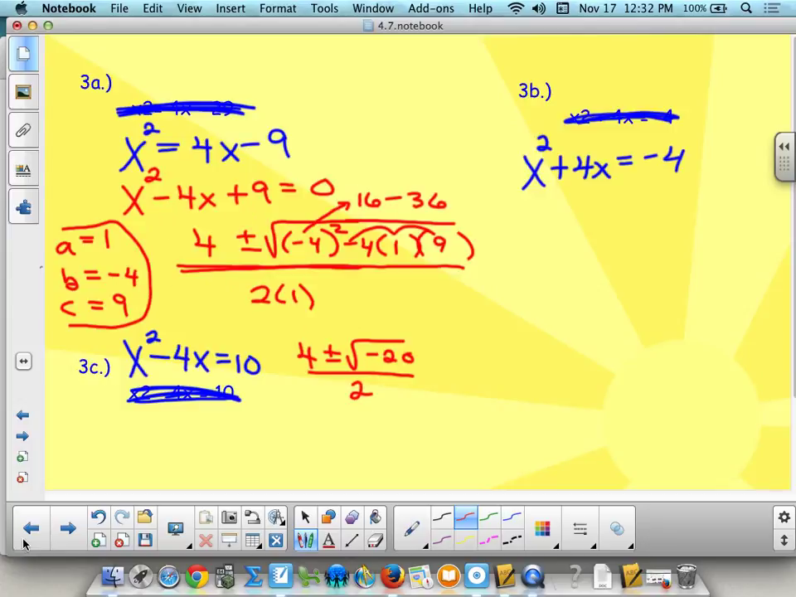Okay, let's go back. So you will say, kind of what Brady said, there is no solution. But here's the deal. We use this word: no real solution. Because there's an imaginary solution.